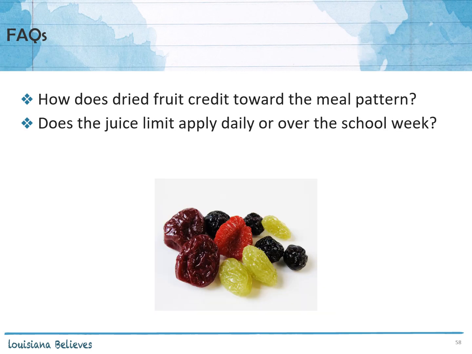How does dried fruit credit towards the meal pattern? Consistent with the dietary guidelines, whole dried fruit and whole dried fruit pieces credit for twice the volume served. The minimum creditable portion still remains 1/8 cup. This means that 1/8 cup raisins credits as 1/4 cup fruit. However, 1/16 cup of raisins do not credit as it is below the minimum serving size.